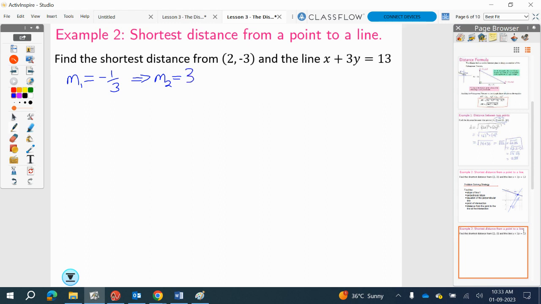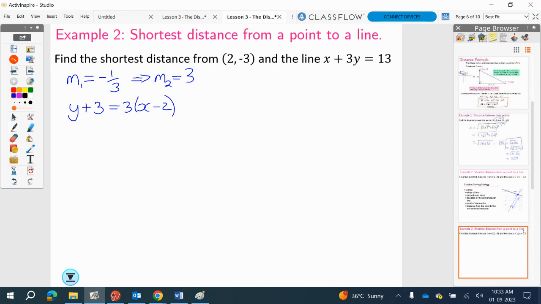So now we've got the perpendicular gradient, we need to get the equation of the perpendicular. We have the point it goes through, and we have the slope. Which form of the straight line equation should we use to do this? Point slope form. So we've got y minus, what's the y value? So we make y plus 3 equal to 3 bracket x minus 2.